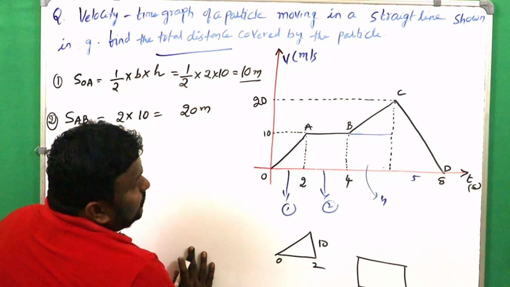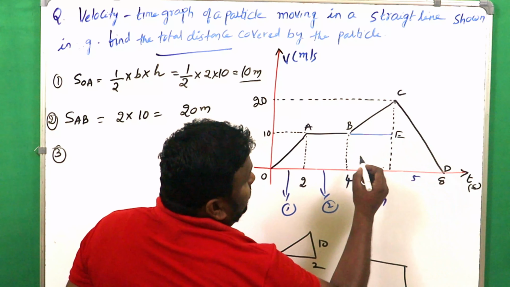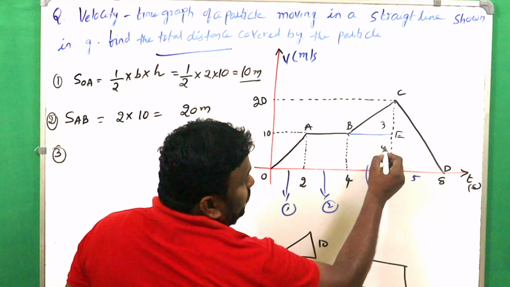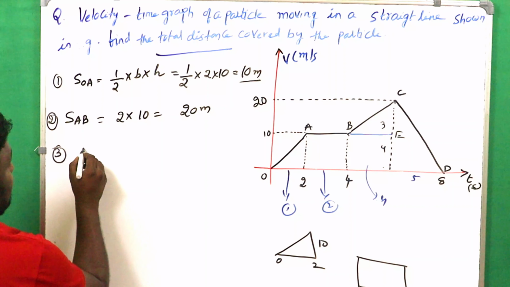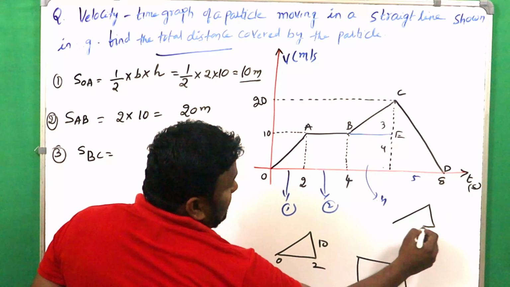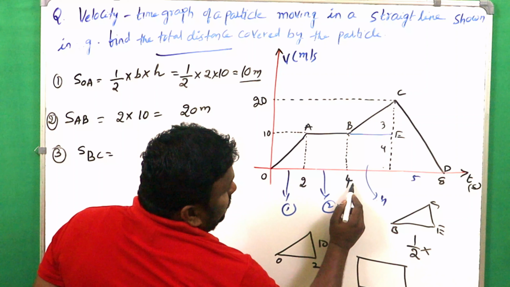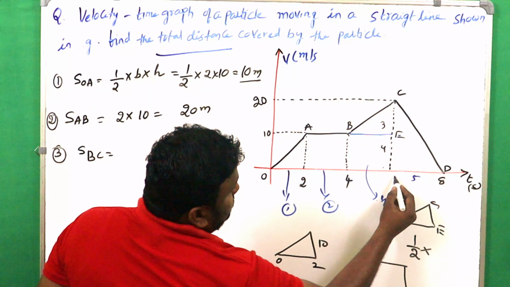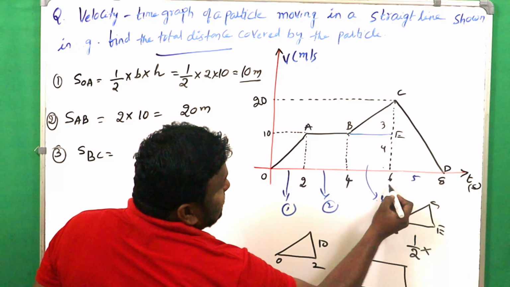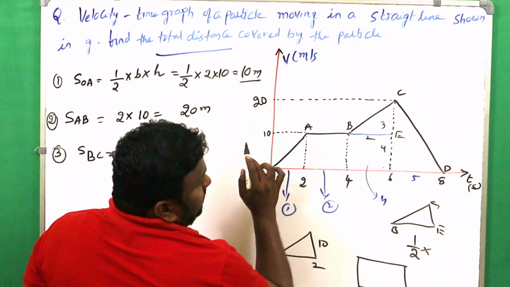Now the third one, the BC. Let's say this point is E. The area under BC is the sum of the third and fourth parts. S BC is equal to, first, a triangle BCE. Half into base: 6 minus 4, which is 2, and the height is 20 minus 10, which is 10.